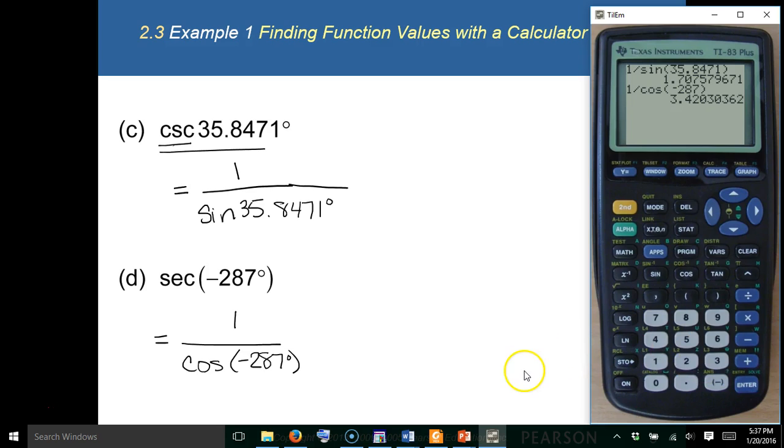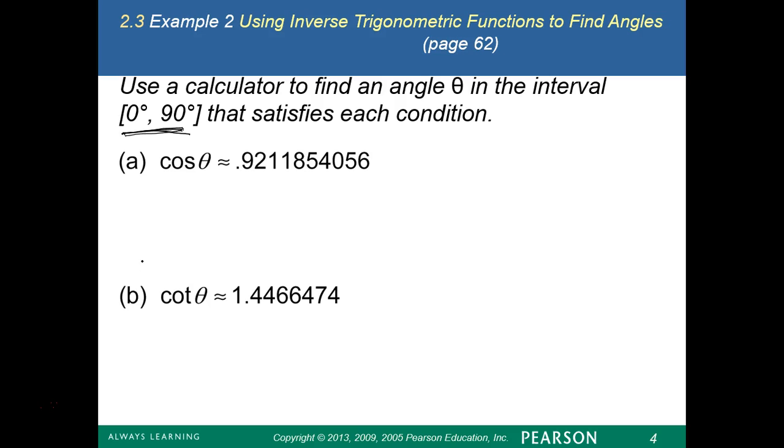Now let's look at finding angles using your calculator. On this example, we're asked to use a calculator to find an angle theta in the interval of 0 to 90 degrees that satisfies each condition. So I'm going to show you technically how we go about finding this one, and then you can use the shortcut anytime you want.